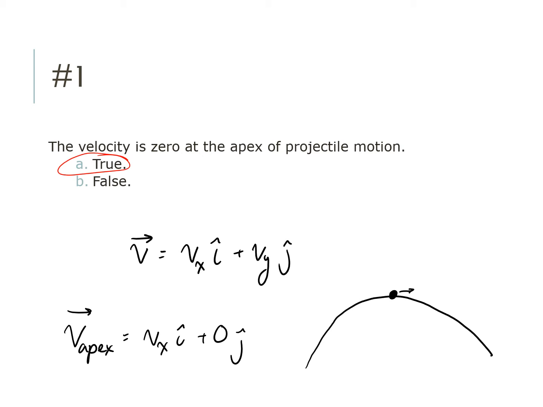So that is going to be, oops, not true. That is going to be false. The velocity is not 0. We have an x component to our velocity value.